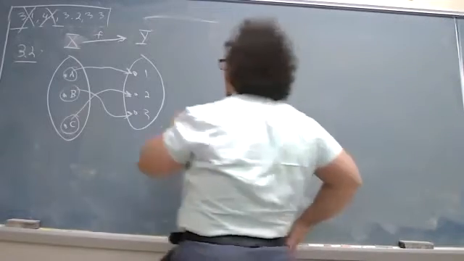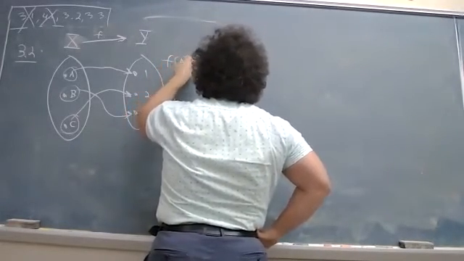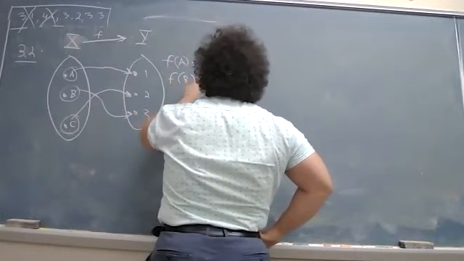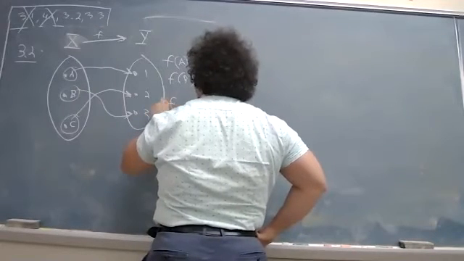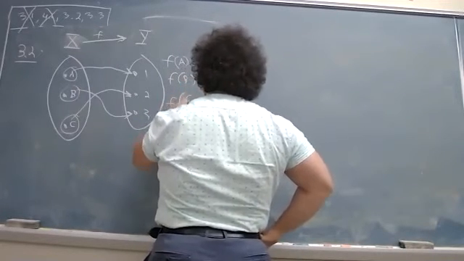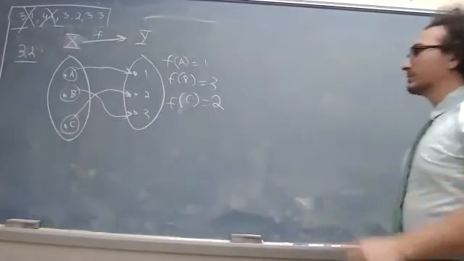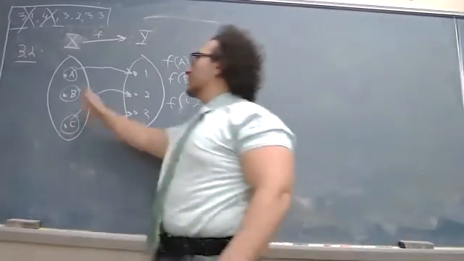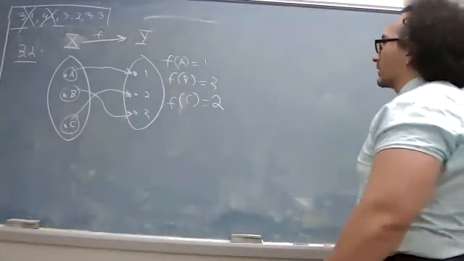That's how I'm defining the function. So if you define the function this way, well, then you say f of A is 1, f of B, according to the function, is 3, and f of C is the one that's remaining, 2. So the inputs, A, B, and C, are the domain. The outputs are 1, 2, and 3, okay?